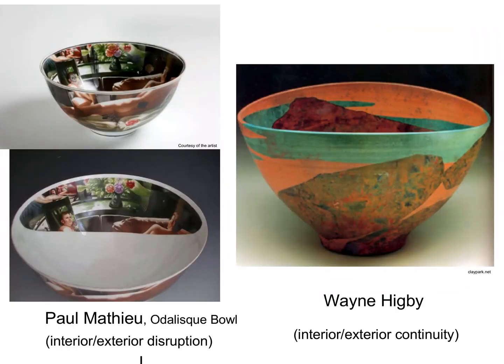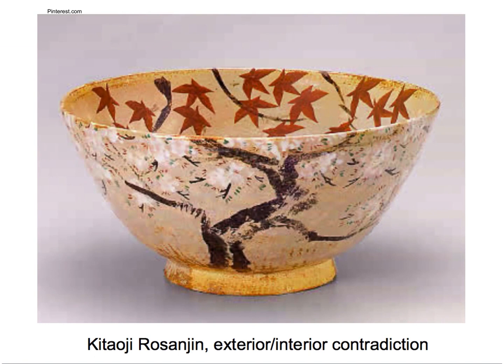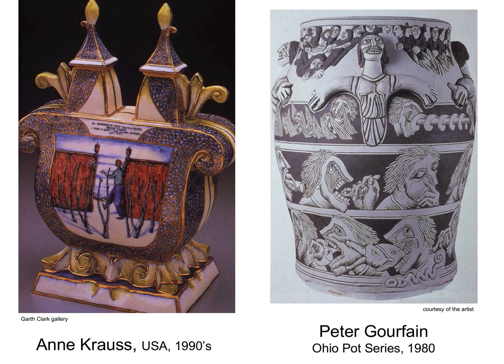And in my own work, I have also disrupted images by putting half of the image on the exterior, half of it on the interior. From a specific viewpoint, they sort of reunify, but it still creates a very big disruption, where Wayne Higby on his wonderful landscape bowls creates interior-exterior continuity. Or you can have exterior-interior contradiction, as we see in this bowl by Kitaoji Rosanjin, the great Japanese potter, where on the exterior you have a scene of springtime and on the interior a scene of fall. So two different spaces, two different periods of the year, which creates a conflict and a contradiction between the two. And so many artists using representation on ceramics and all kinds of different ways of putting images on vessels. And I'm just introducing you to many of them.